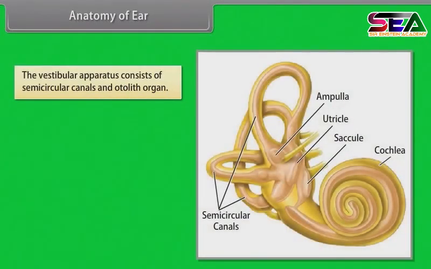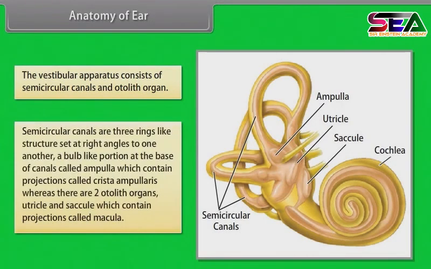The vestibular apparatus consists of the semicircular canals and otolith organs. Semicircular canals are three ring-like structures set at right angles to one another, with a bulb-like portion at the base of the canals called the ampulla, which contains projections called the crista ampullaris. There are two otolith organs, the utricle and saccule, which contain projections called the macula.